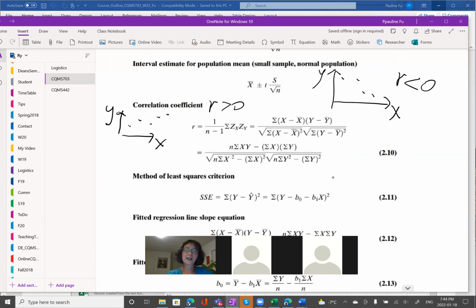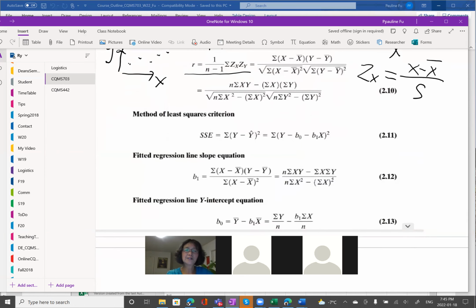And how do you calculate this correlation coefficient? You use this formula. In this formula, Zx means the Z value of x. You need to translate the x value into a Z value. How do you translate? Use x minus x bar divided by the standard deviation. You get the Z value for x. When you use Excel, you have a formula in Excel. I will talk about that when we go to the example.